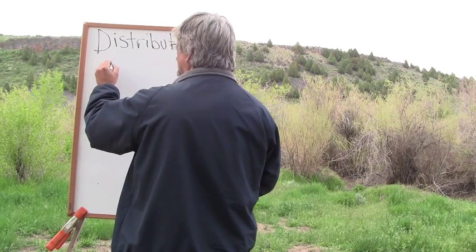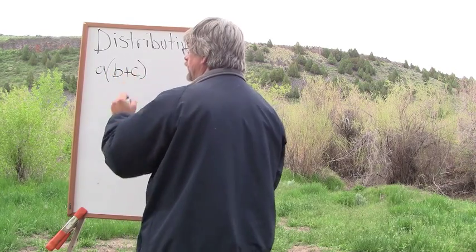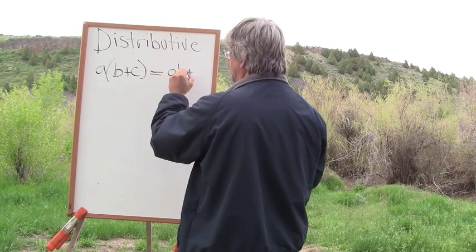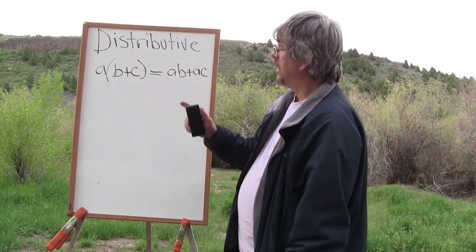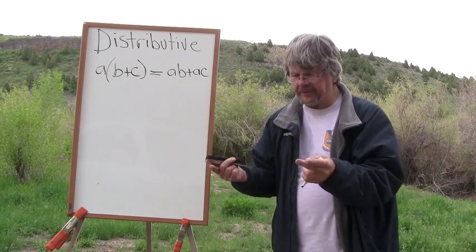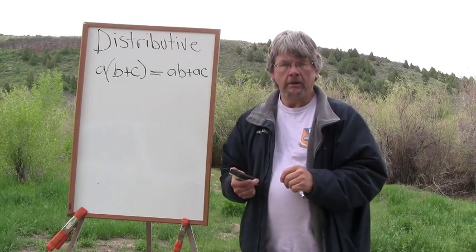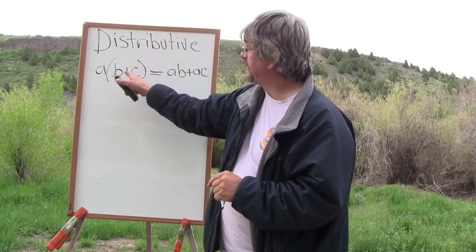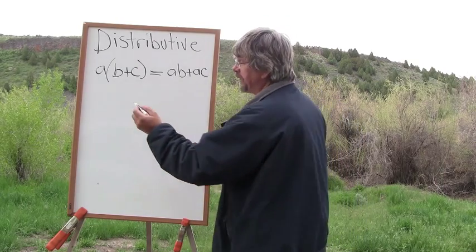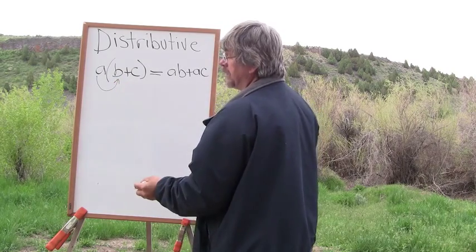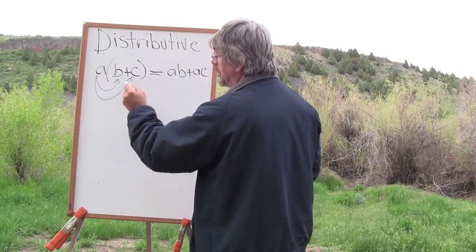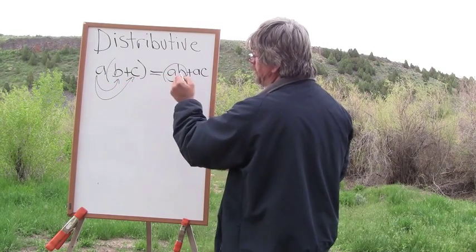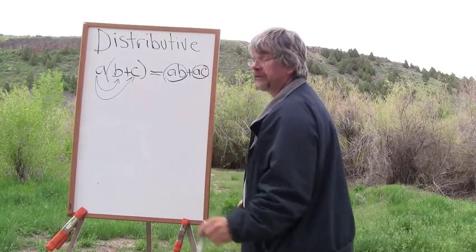A times B plus C. What we do here is anything in a grouping bracket, a parenthesis, a brace, a bracket, is together as a group. The term immediately next to the parenthesis is telling us that this A is going to be multiplied with this B, and this A is also going to be multiplied with this C. And so, this equals AB plus AC, because there's a plus sign in here.